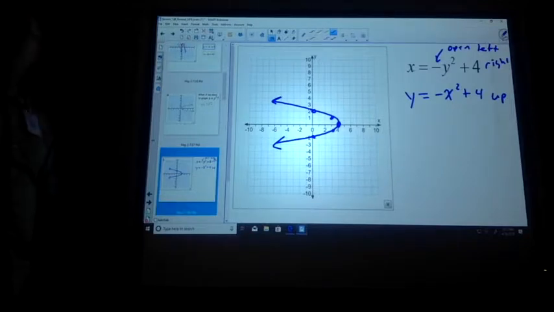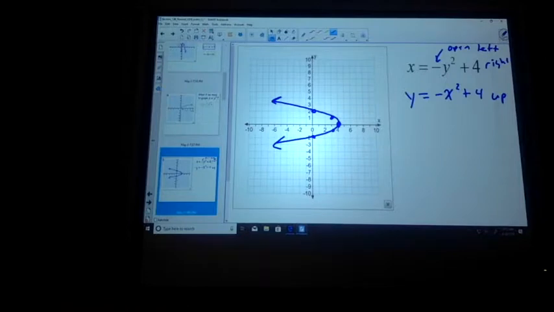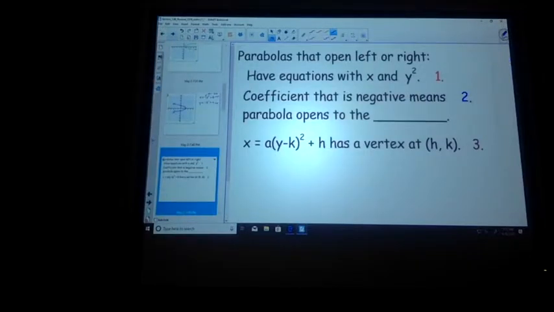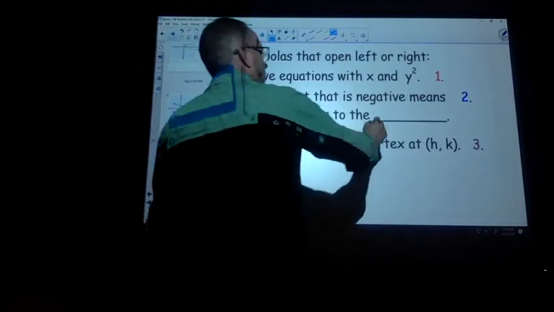We good there? Vertical line test, still not a function. Everyone feel okay without that? See how it's kind of twisting in your head a little bit, going, it's doing what I didn't think it would do. But that's okay. All right, so parabolas that open to the left or the right have equations with x equals and y squared. The coefficient that is negative means the parabola opens to the left.